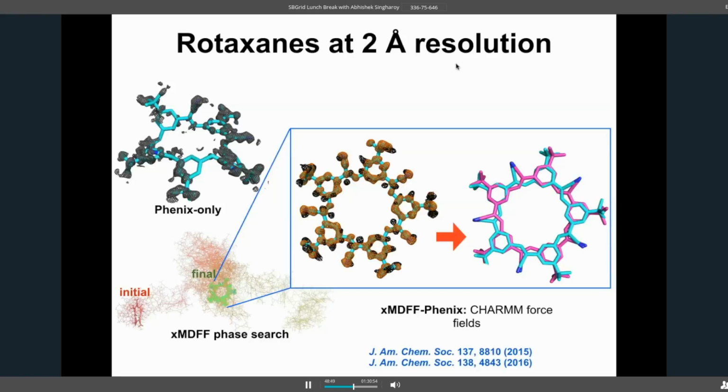So if you want to get the structure of a Rotaxane, and if you want to do something like Phenix, you would see that the structure is pretty distorted and you're not getting the right phasing. Another reason for that is because the underlying structural information that Phenix derives is primarily for biomolecules. However, if you give it a new molecule, then it doesn't have enough information to resolve the structure of that molecule. But xMDFF uses force fields, so therefore we can in fact resolve abiological structures.